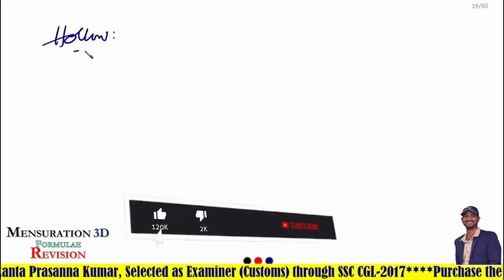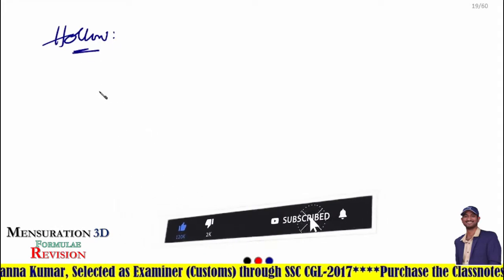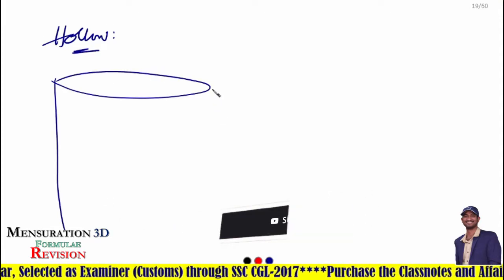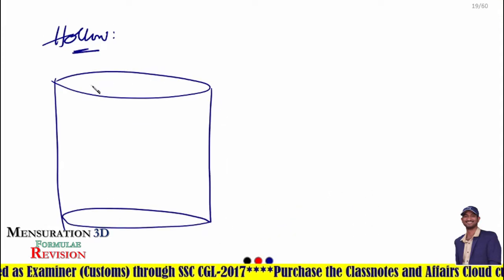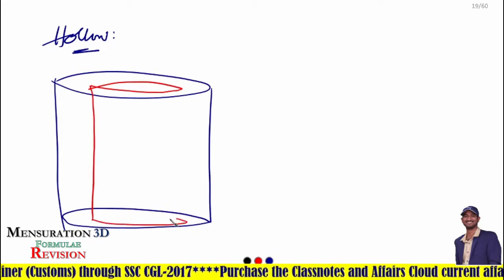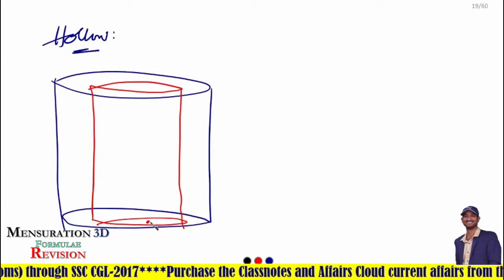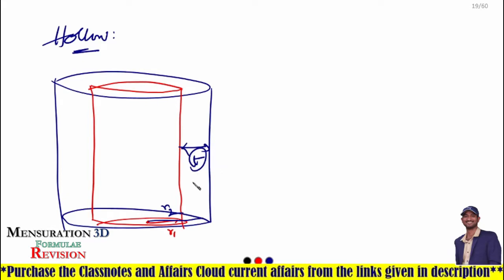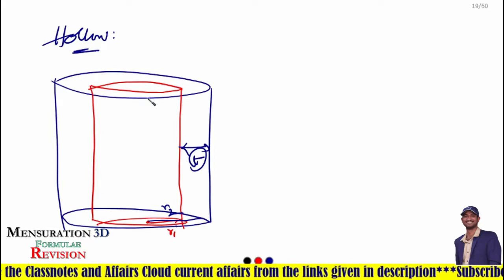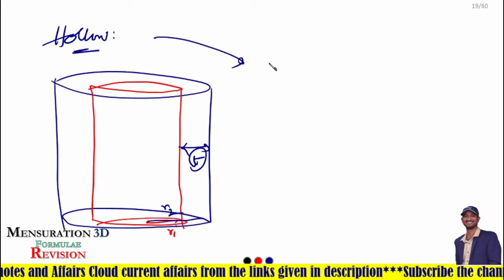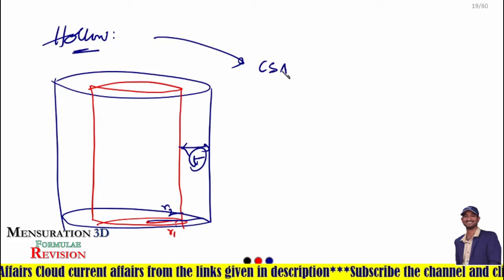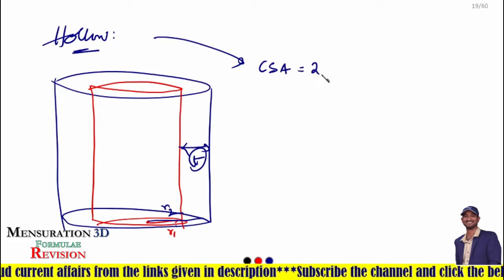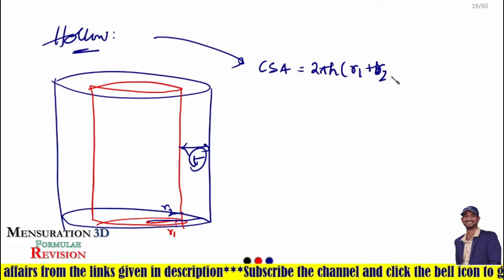Now next, if you talk about a hollow cylinder, it means it has some thickness. Suppose it is an outer cylinder and an inner cylinder. The radius of the inner cylinder is R1 and the radius of the outer cylinder is R2. Thickness T is equal to R2 minus R1. For a hollow cylinder, what is the curved surface area? We can't say lateral, so you have to write curved surface area, which is equal to 2 pi h into (R1 plus R2).